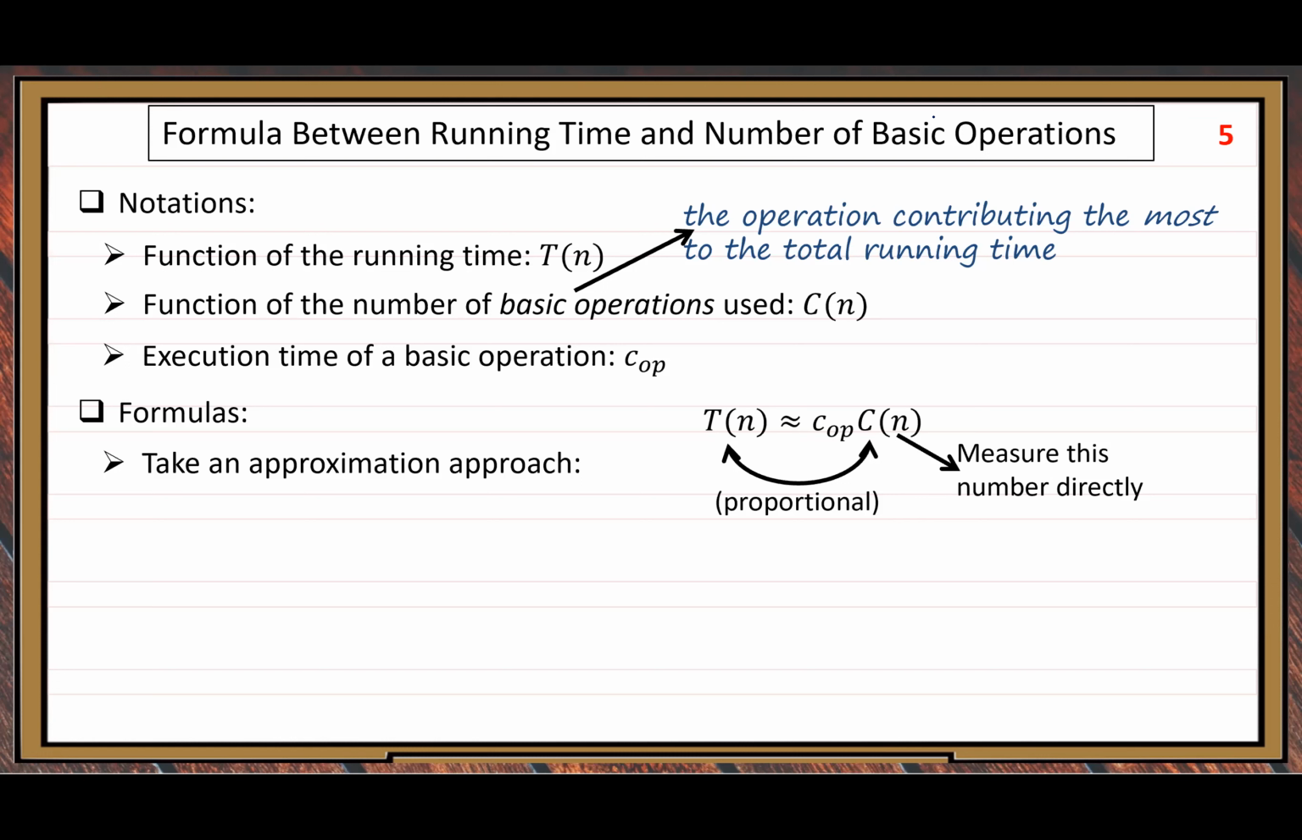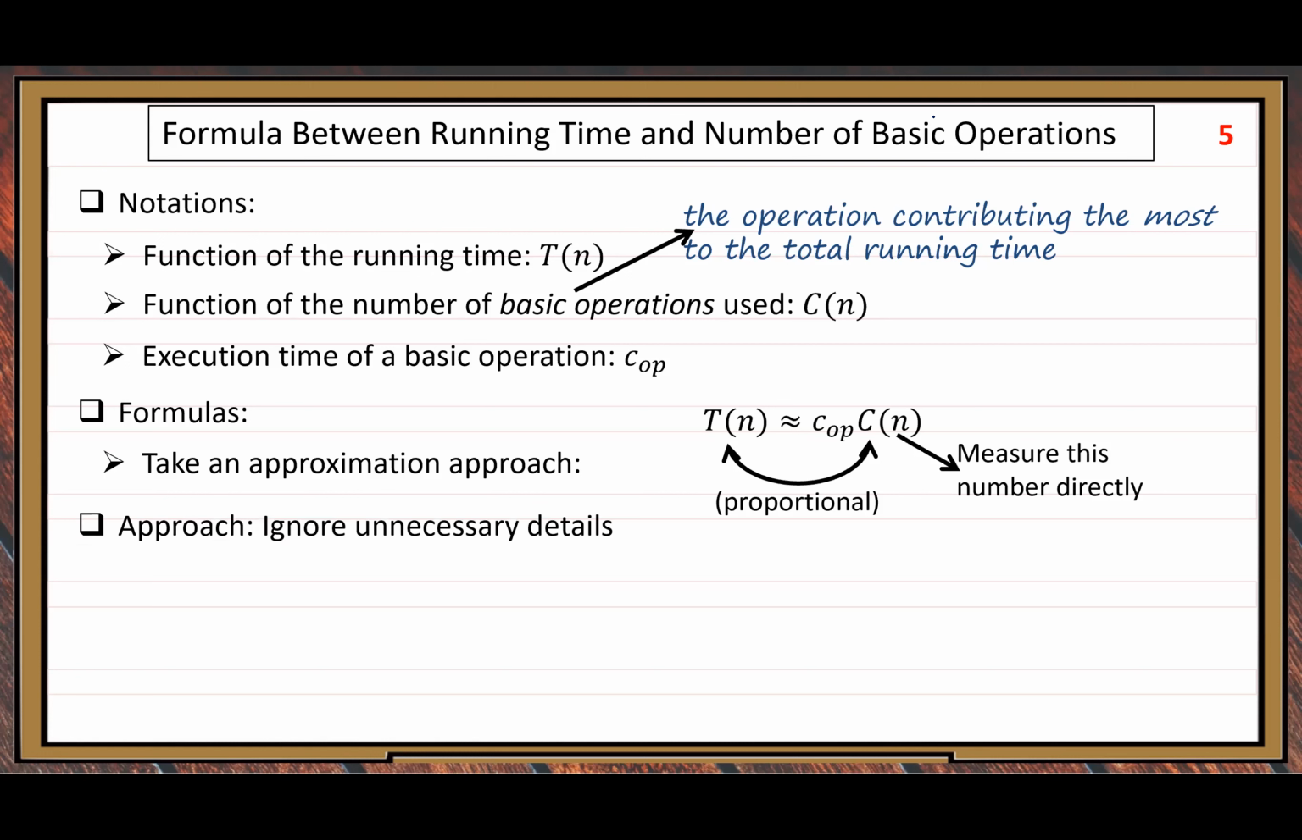We know from previous classes that if we use the C function to measure the efficiency, it's more stable than the T function. The T function differs for different machines, so you have a problem. But for the C function, for different machines, you have the same C function. More stable. The number of basic operations is the same.